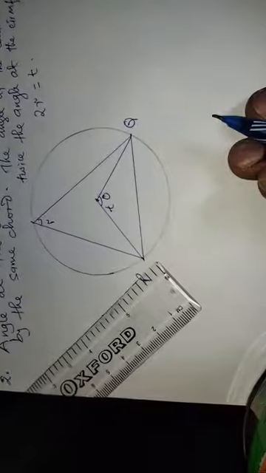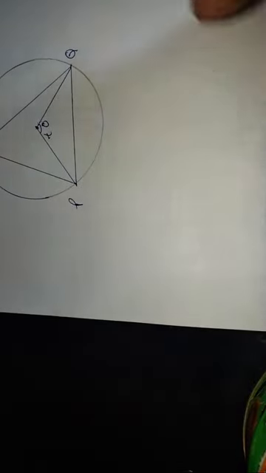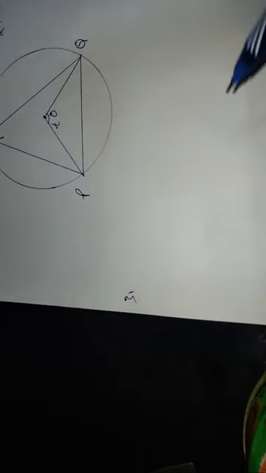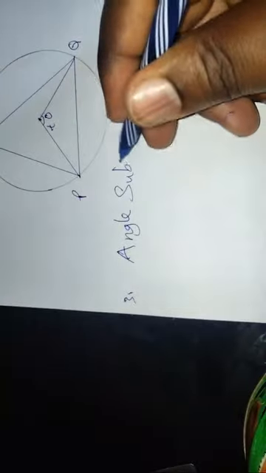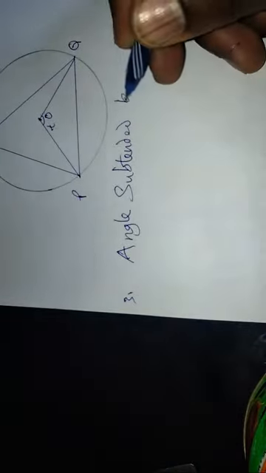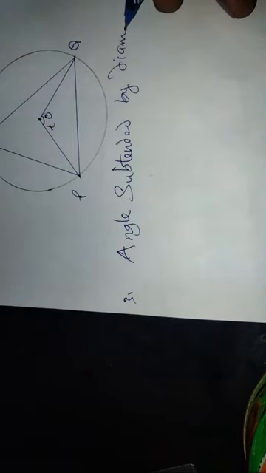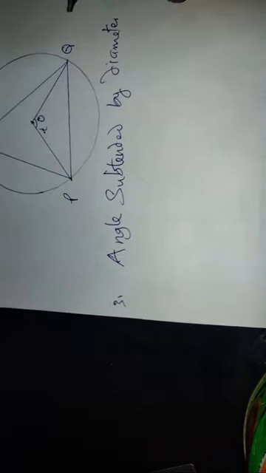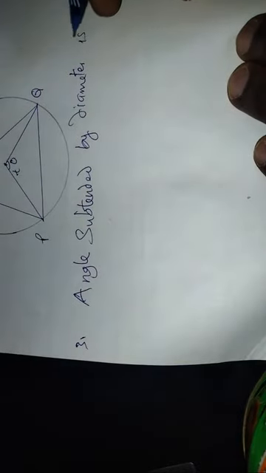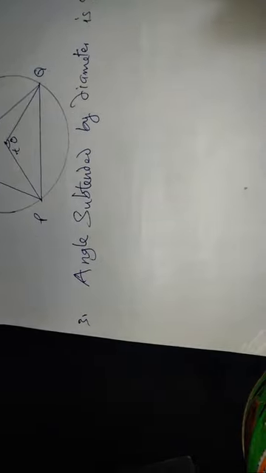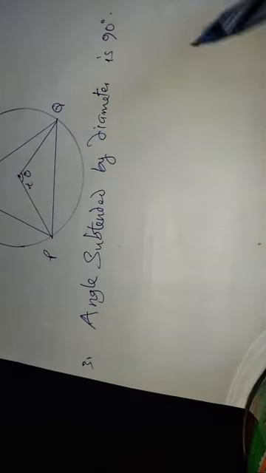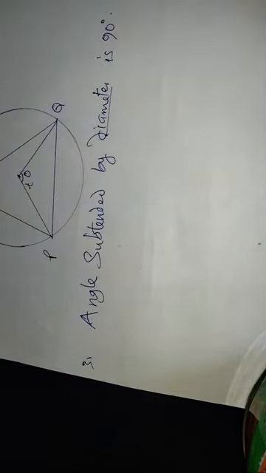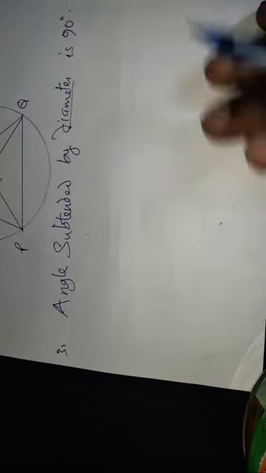Something else that has to be noted is that the angle subtended by a diameter is 90 degrees. And actually, this is an idea which supports the property number 2 discussed up there. Because we know that a diameter is a line which passes through the center of a circle.